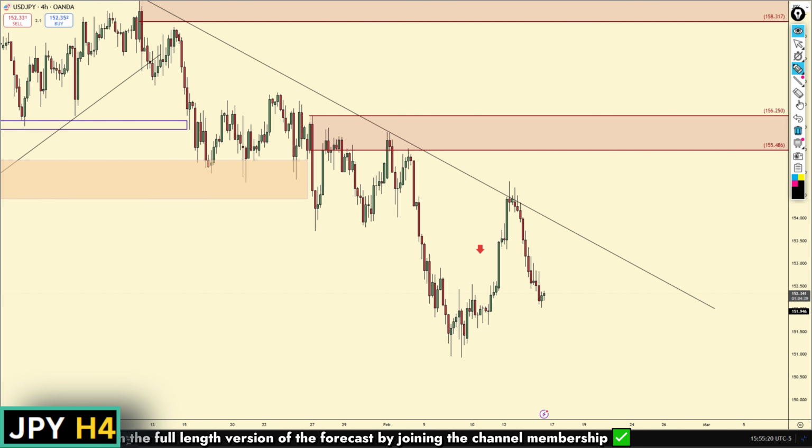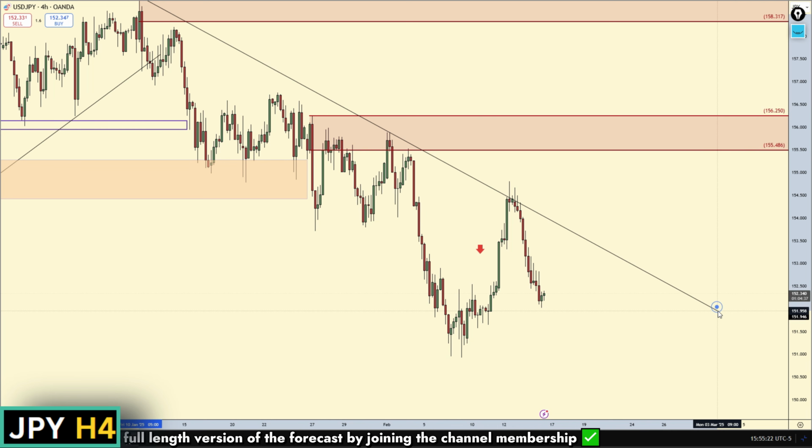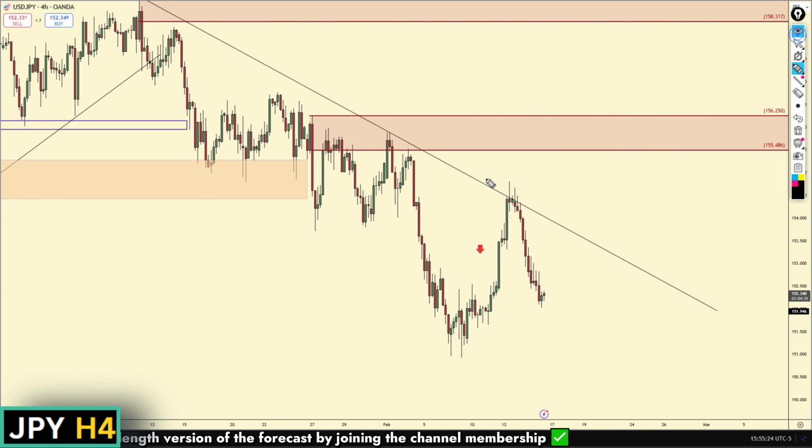Not here. That's not where it's connected, but clearly we reacted off of it there, and we failed to break it. It was respected. So as long as this 4-hour downward trend line is holding, I don't mind looking for shorts on a 15-minute chart. But remember, the weekly time frame demand is in control, so it's definitely best to put your stop loss to break even as soon as you can, or look only for like a 1-to-1, 2-to-1 trade.